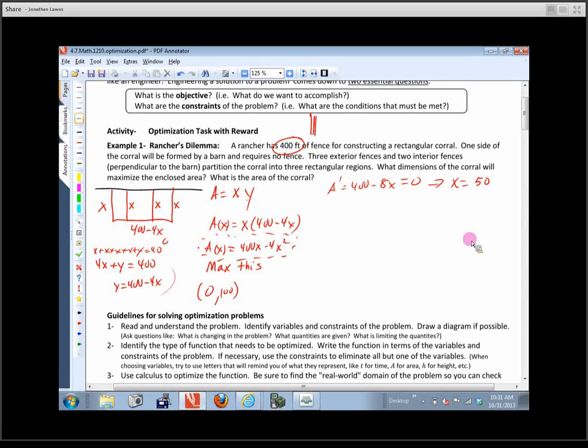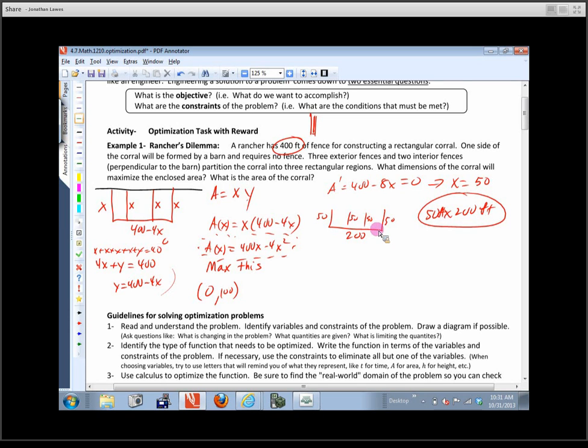Okay, so it says, what dimensions will enclose the maximum area? Well, if x is 50, then here's what we've got. This one right here is 50, this one's 50, this one's 50, and this one's 50. How long is this one over here? This would be 400 minus 4 times 50, so that's 400 minus 200, which is 200. So the dimensions are 50 by 200 feet.